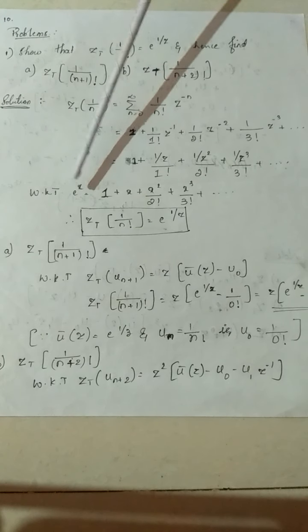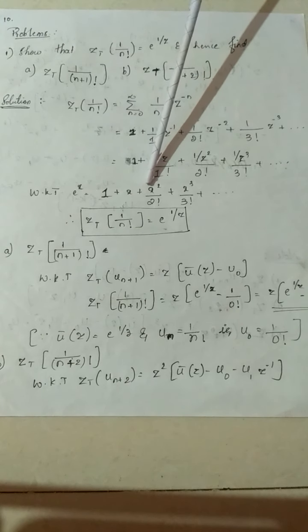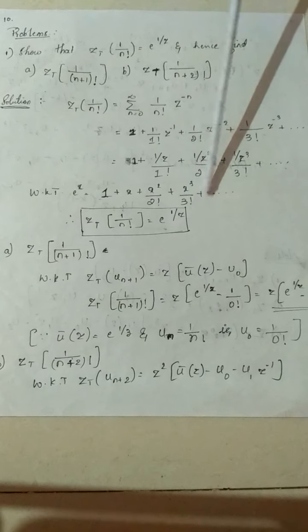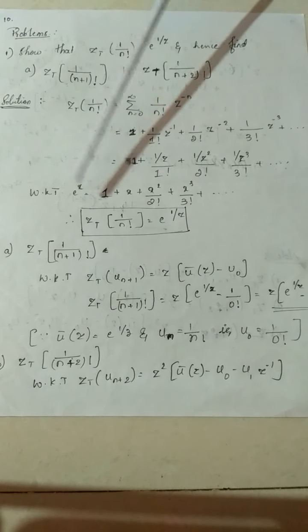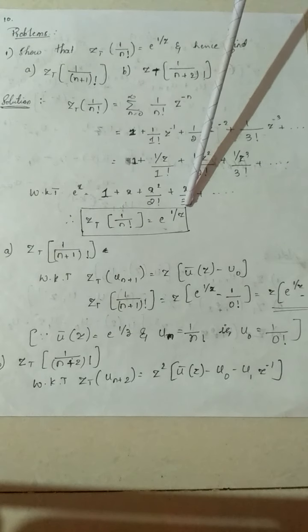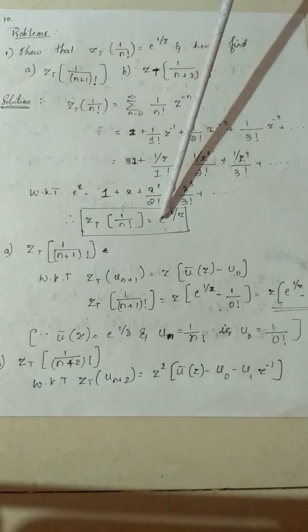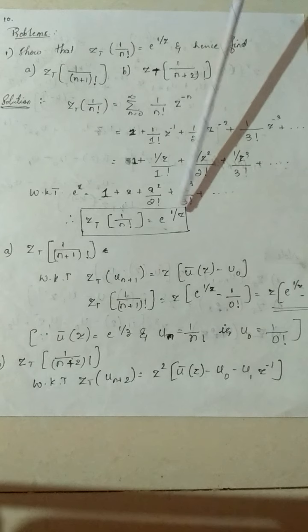Now, we know that e raised to x is 1 plus x plus x square by 2 factorial, x cube by 3 factorial, and so on. Here in place of x, we have 1 by z. Therefore, it is nothing but e raised to 1 by z. So the z transform of 1 upon n factorial, we have proved that it is e raised to 1 by z.